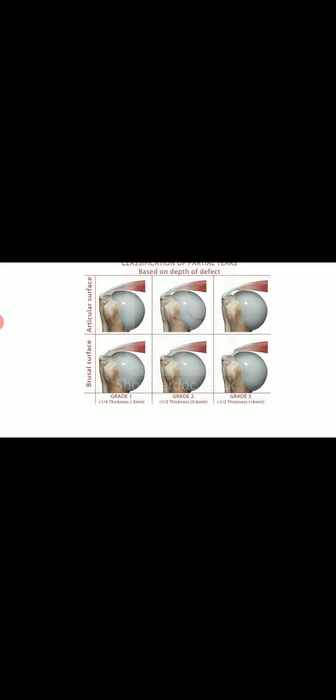Coming to the bursal side, the tear is seen on the bursal surface. Again, it is divided into grade 1, grade 2 and grade 3 based on the thickness of the tear. There is one more type, that is the interstitial tear, where you see hyperintense signal or edema within the fibers of the supraspinatus. Full thickness tears are easy to diagnose in MRI when compared to the partial thickness tears.